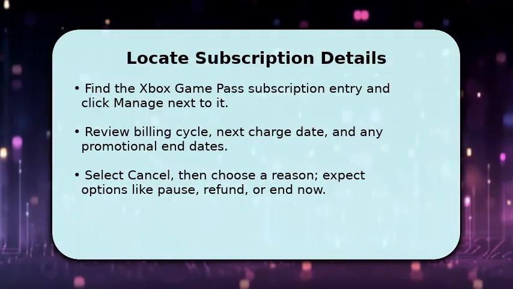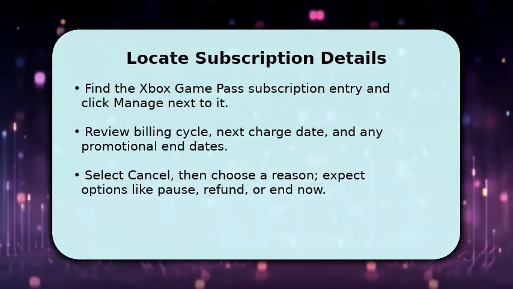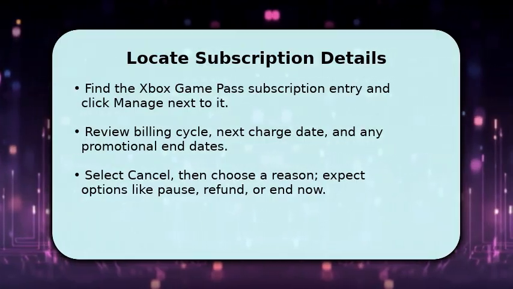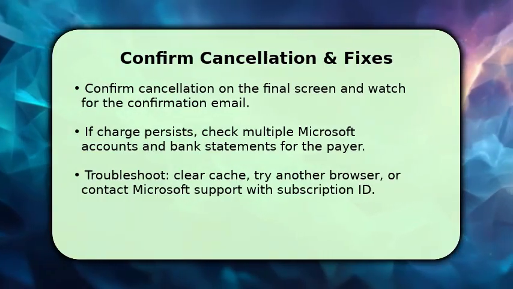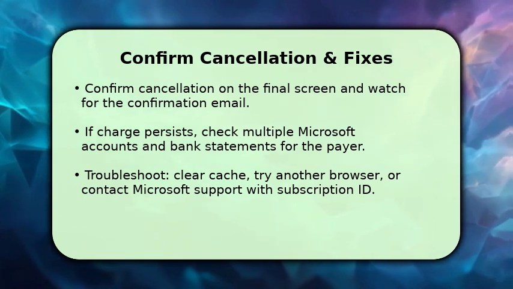Click Cancel to start the flow. The site will offer options like pausing, ending now, or keeping benefits until the next billing. Choose the option that matches your intent. You confirm cancellation on the final confirmation screen. Make sure you click the Final Confirm or Turn Off Recurring Billing button.